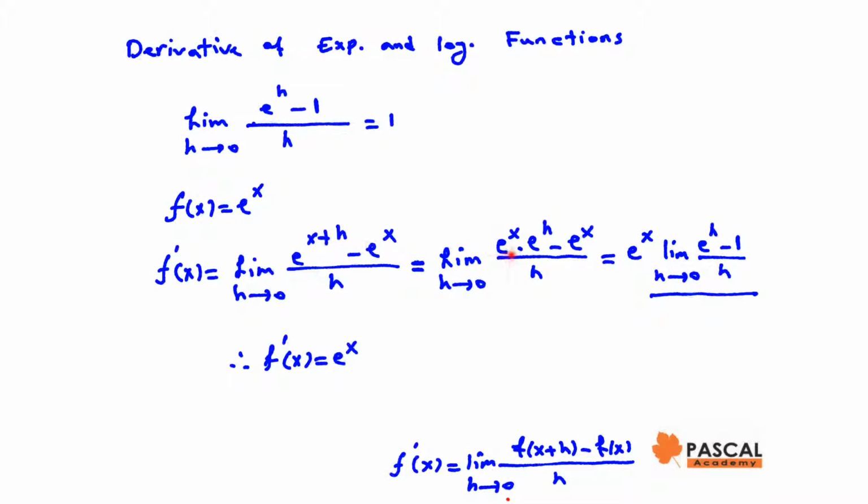If we factor e^x on the numerator of this fraction, the limit would be the same as the limit of e^x times (e^h − 1)/h as h approaches 0. Since our variable here is h, e^x is considered a constant. This means the derivative is e^x times the limit of (e^h − 1)/h as h approaches 0. This limit is 1. That means the derivative of e^x is itself.